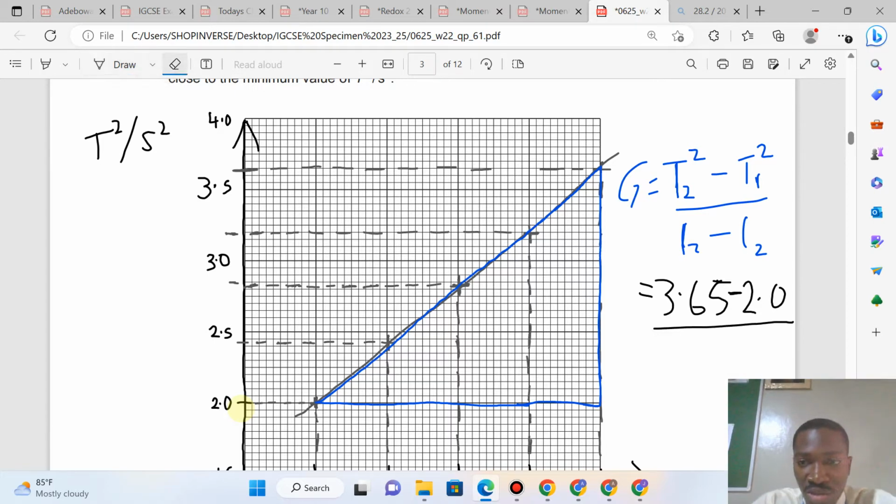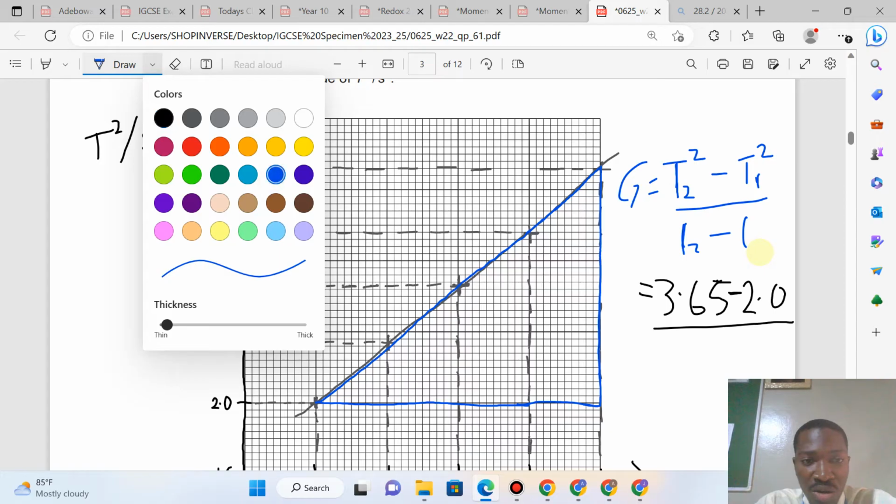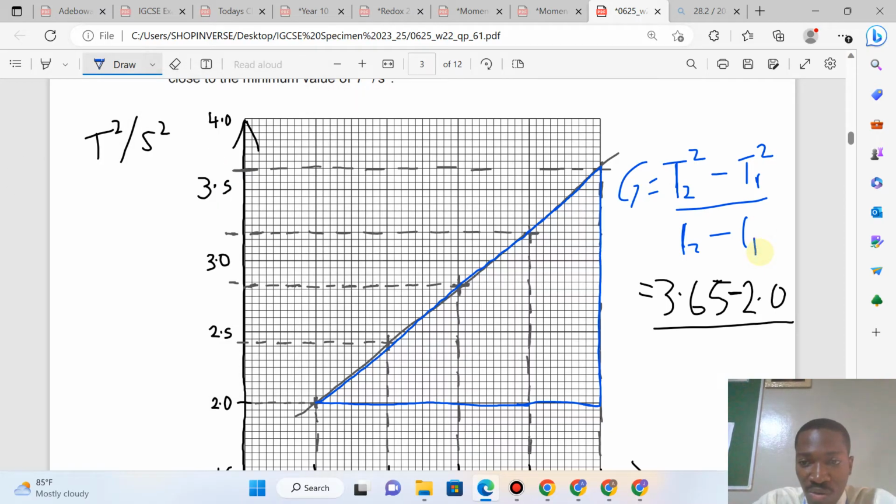Oh, sorry, this is a mistake. Okay, I made a mistake down here. This is L1, not L2. Okay, you are doing L2 minus L1. Okay, so what's our L2?